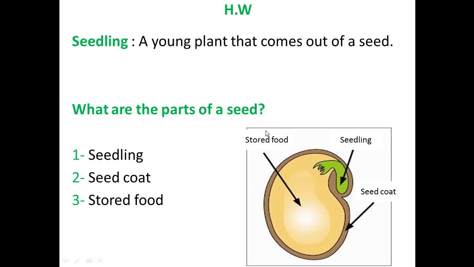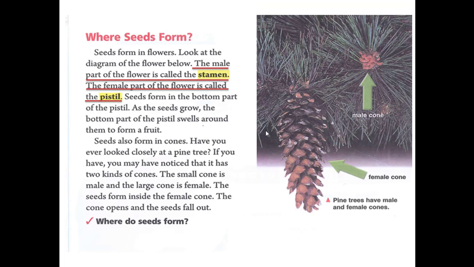Seedling, a young plant that comes out of a seed. What are the parts of a seed? Seedling, seed coat, and stored food. After that, we studied what? We studied where seeds form.